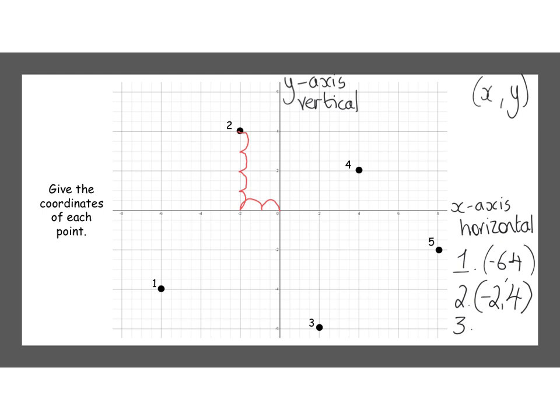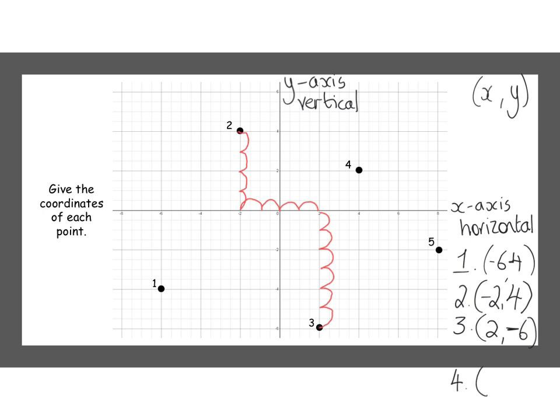Point 3 then. So point 3 is down here, and what we have to do is figure out how to get out to there. So for this we go 1, 2, so this point here is positive 2, and then we have to go down 1, 2, 3, 4, 5, 6, and we've gone down 6, so it's minus 6. So that's 3.